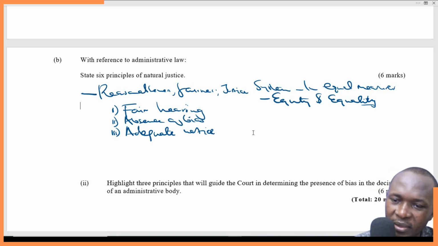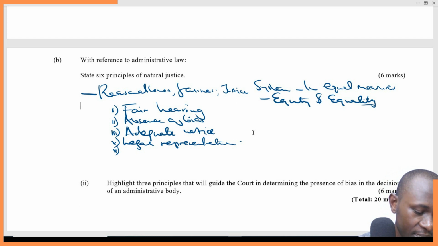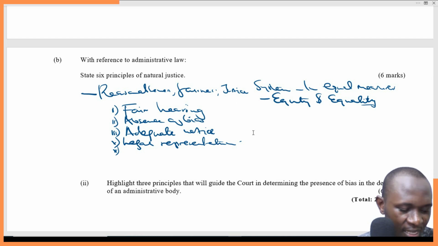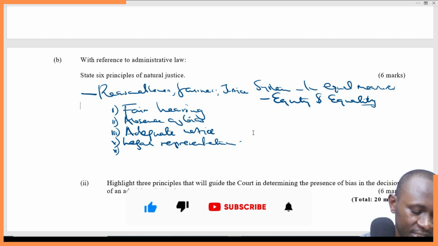Then the other principle is the possibility of legal representation. If there is need for legal representation, then this person should be legally represented, and that also comes in as one of the key items in the maxim of natural justice.